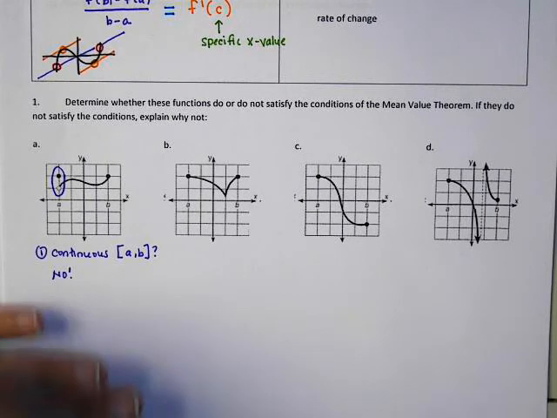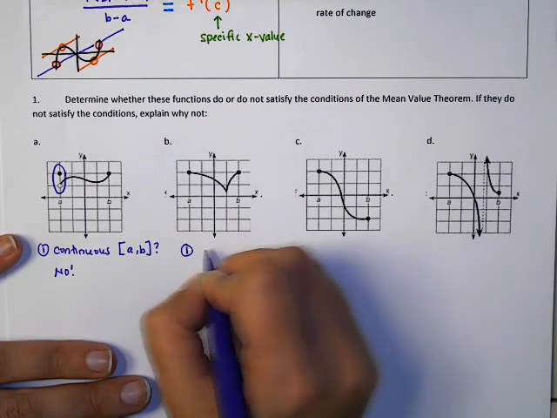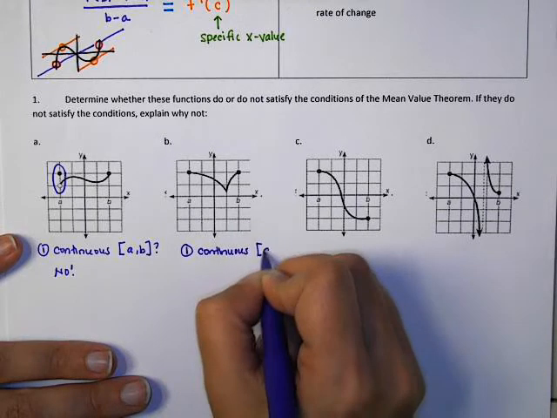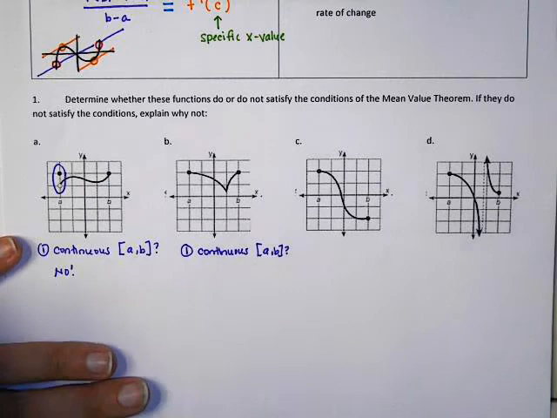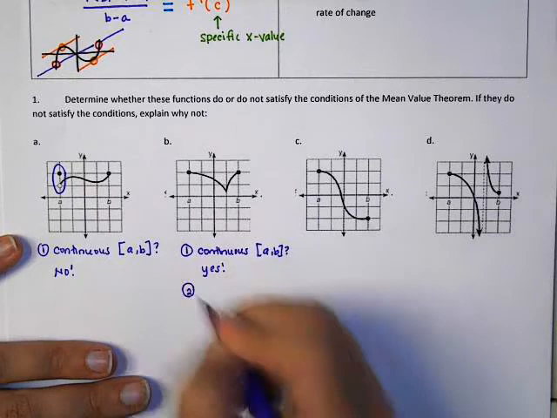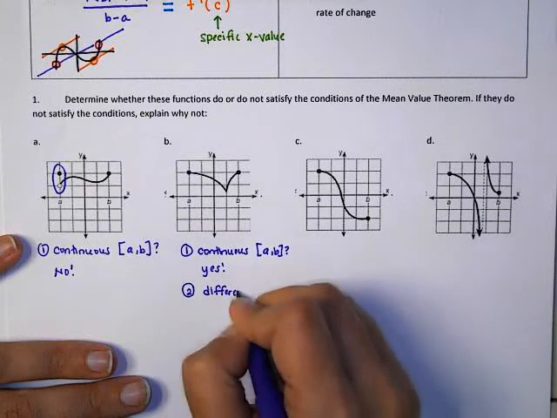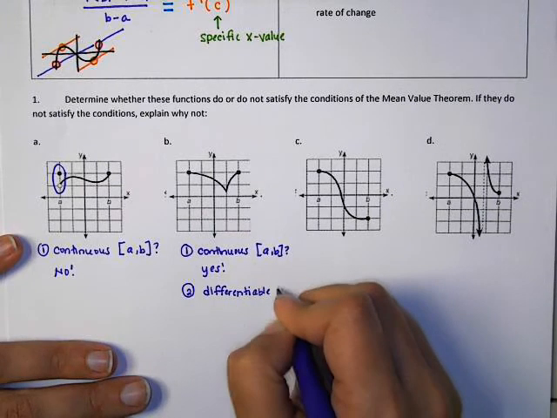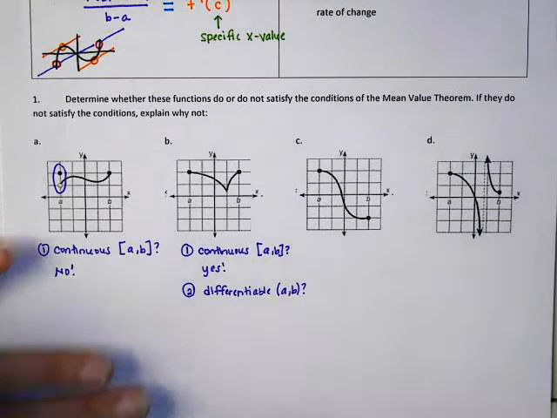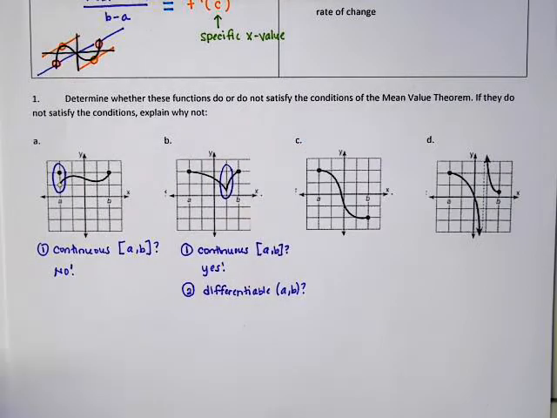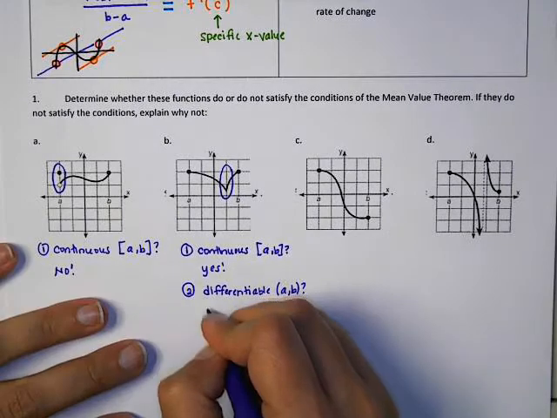For part B, the first thing I'm going to ask myself is, are we continuous on the closed interval? In this example, yes, we are continuous on this closed interval. Then I would move on to part 2, which is, are we differentiable? On the open interval, meaning we don't really care about the endpoints. Since this function has a corner or cusp, it's hard to tell from this graph which one that is, at this first x value, we would say no, we're not differentiable.